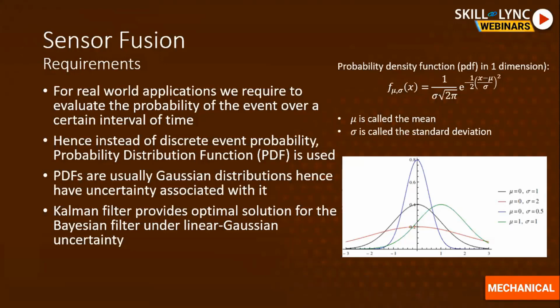The PDFs are usually Gaussian distributions, hence they have an uncertainty associated with them, and this uncertainty can be reduced by using Kalman filters or other estimation techniques like particle filter or extended Kalman filter. Kalman filters can be used when the systems are linear. For example, if a vehicle is moving only in longitudinal direction, only in a straight line, then we can go ahead with a Kalman filter.